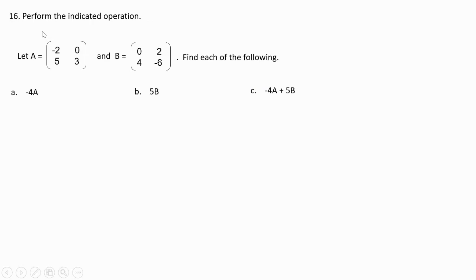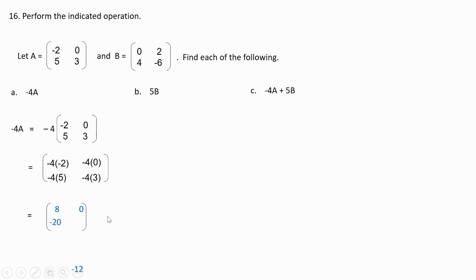Now here it says perform the indicated operation. We're going to multiply negative 4 times matrix A. So negative 4 times matrix A, it means I'm going to multiply negative 4 times every element in the matrix. It's going to be the same thing as negative 4 times negative 2, negative 4 times 0, negative 4 times 5, and negative 4 times 3. It's going to give us 8, 0, negative 20, and negative 12. That's negative 4 times matrix A.